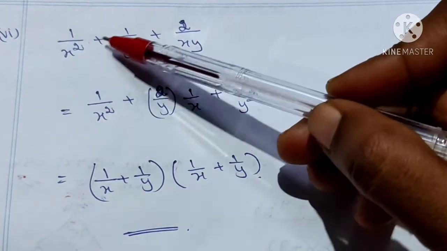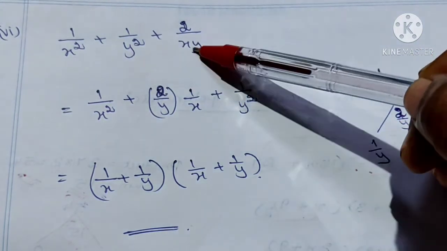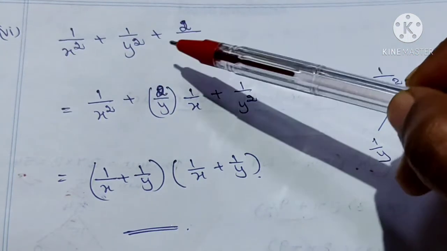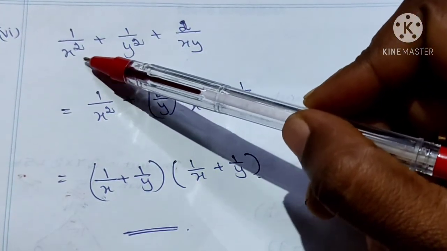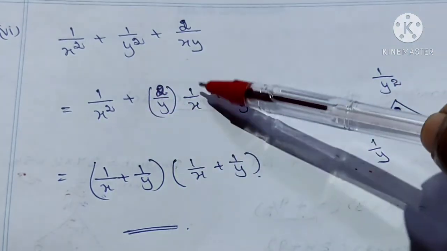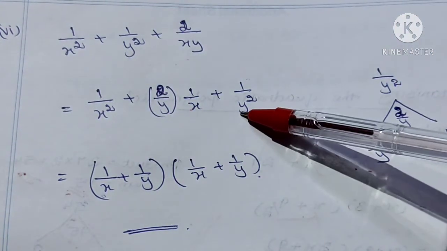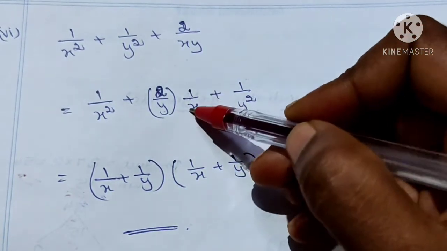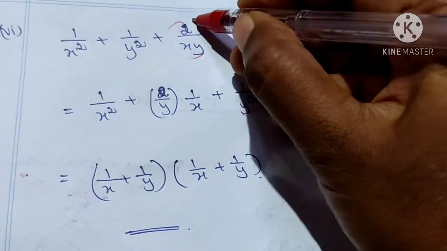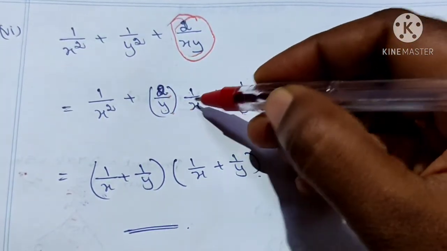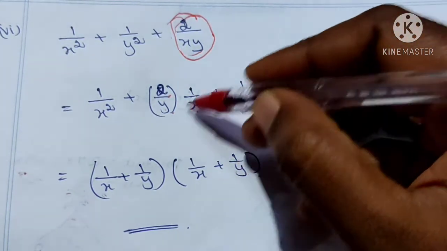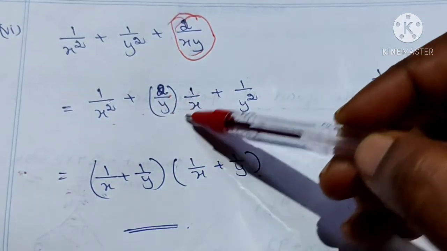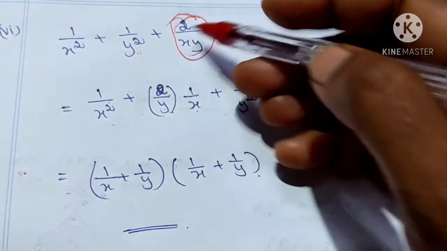Listen, the sixth part. 1 by x square plus 1 by y square plus 2 by xy. Factorize the quadratic polynomial. This one is also a quadratic polynomial with the coefficient 1 by x square. So arranging the terms: 1 by x square, next you write 1 by x, last you write the constant term. So 1 by x square plus 2 by y into 1 by x. This 2 by xy can be written as 2 by y into 1 by x, because you write the quadratic polynomial with the coefficient 1 by x. So 1 by x square plus 2 by y into 1 by x plus, this is the constant term, 1 by y square.